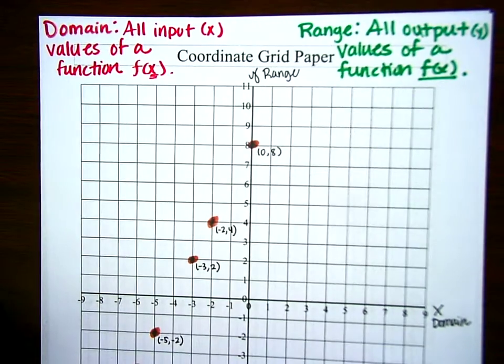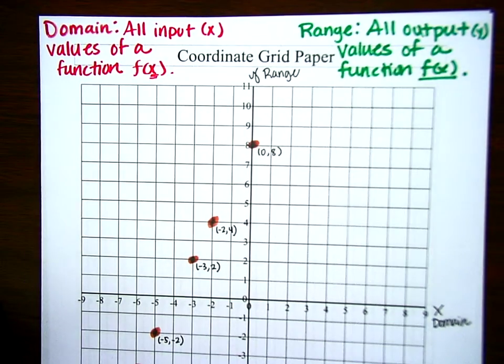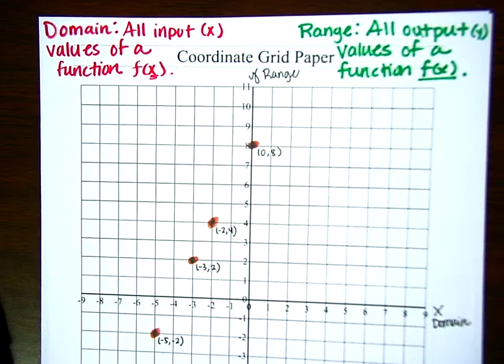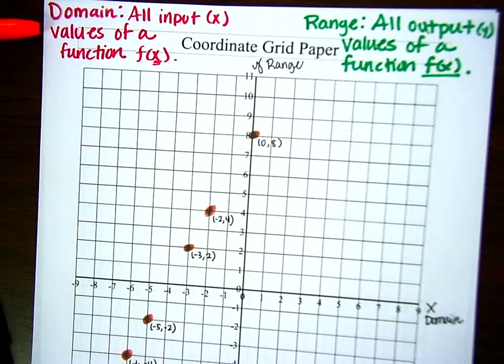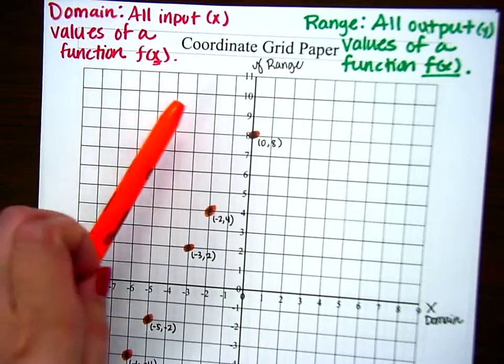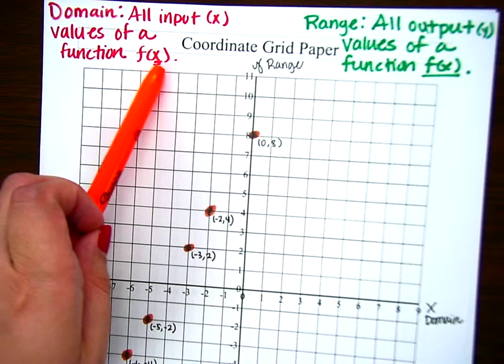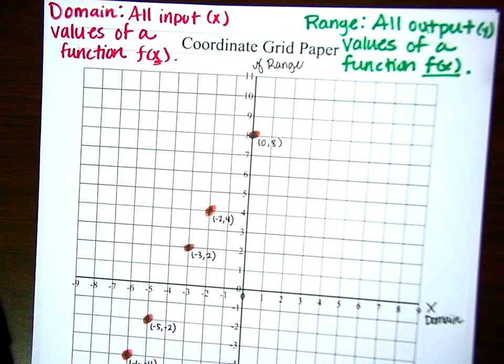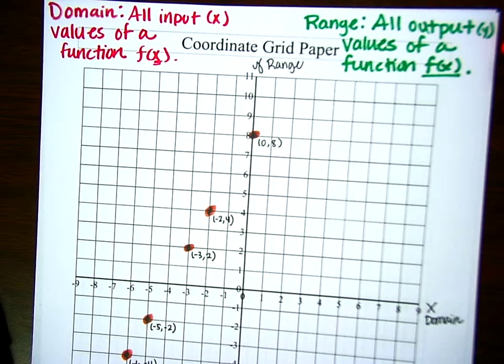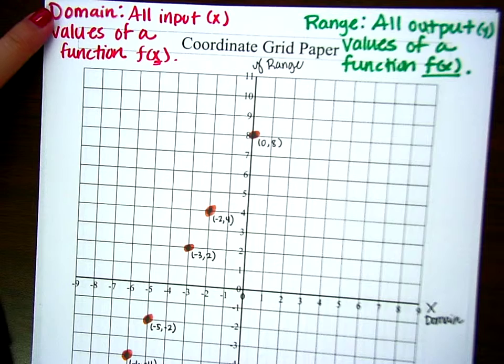Okay, so we're going to do a little bit of a review over domain and range, and we're going to start with a discrete function. Just a quick reminder, domain is all of the input values of a function. So here's the function notation, so everything that we would plug into that function is going to be our domain values. All of the range values are going to be all the output values of a function, so all of the f of x values. So domain is all the x's, and range is all the y's.